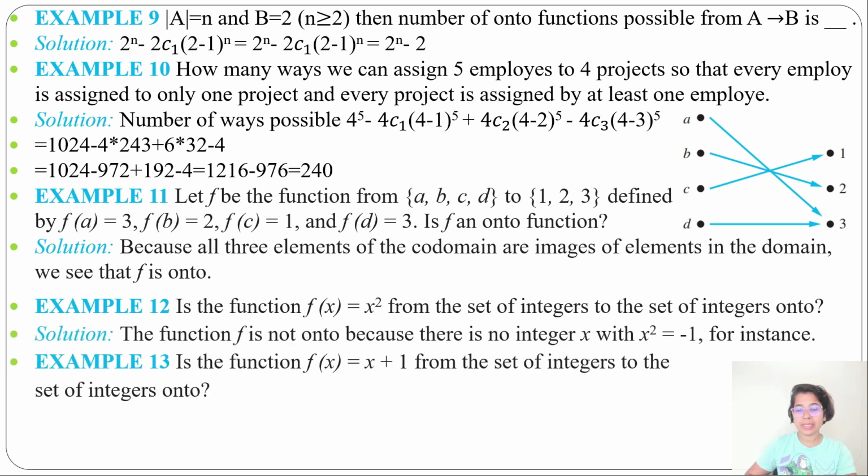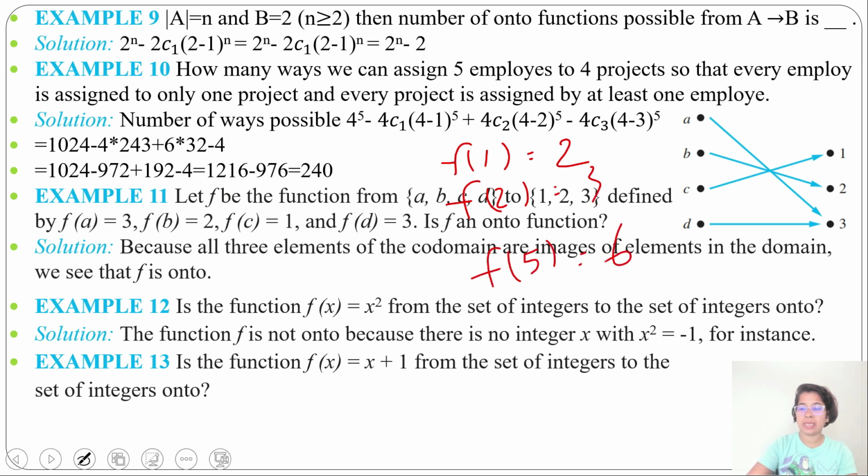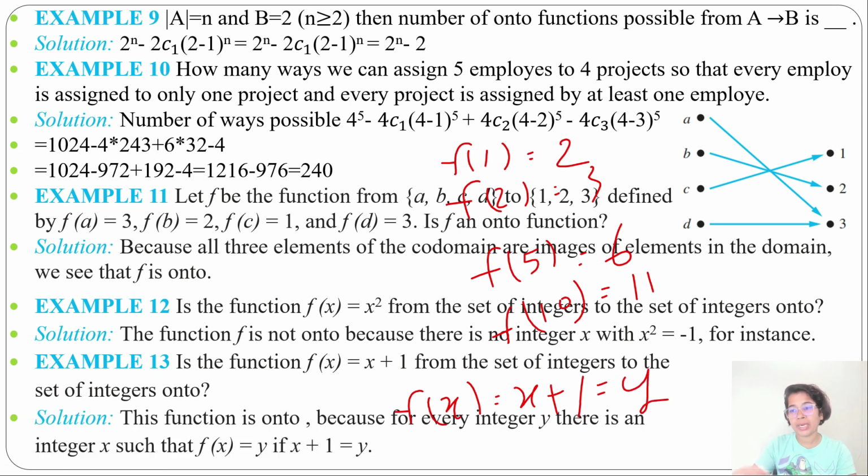Next example 13, is the function f of x equals x plus 1 from the set of integers to the set of integers onto? Yes, this is onto. Also I discussed this is one to one. Like f of 1 equals 2, f of 2 equals 3, f of 5 equals 6, f of 10 equals 11. So in set B, every integer is the image of some integer. Let x plus 1 equal y. Then for every x there is a different y. So it is both one to one and onto.